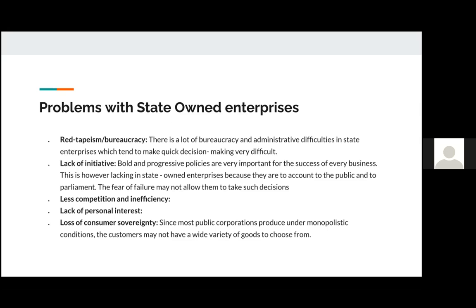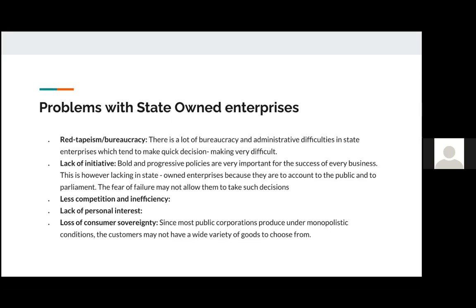There's also a lack of initiative. If you own a business, you would want bold and progressive policies, because I think that's what causes success for a lot of businesses. But in state-owned enterprises, this is lacking, because the state has to be accountable to the public and to parliament. And the fear of failure might not allow the state to take such bold and progressive decisions. There is also less competition with state-owned enterprises, and that fosters inefficiency. Again, like I said with the civil service, its services are usually known for being very inefficient, and that's because there's no competition to drive that sense of urgency and productivity.